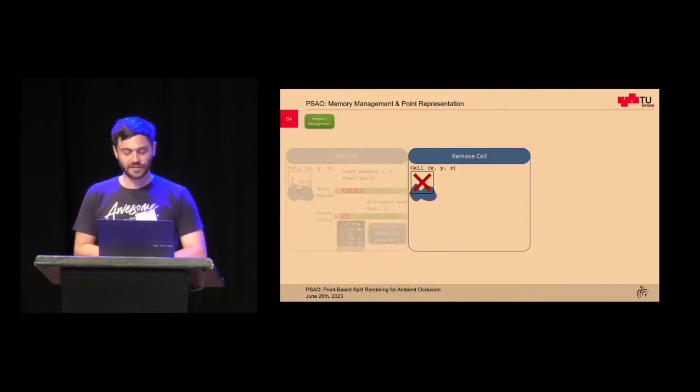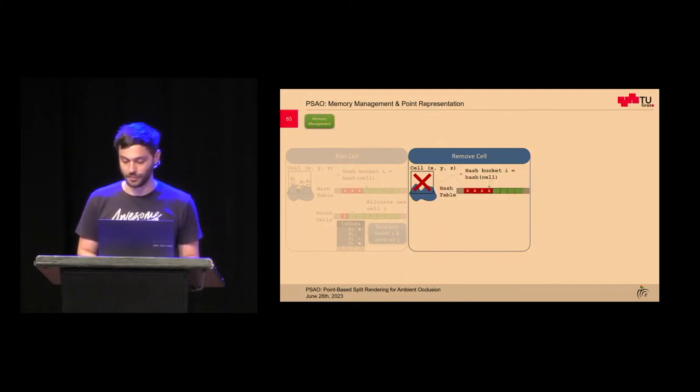The next thing is if we want to remove a cell, for example, if all of the points within a cell have been removed. In this case, we just look up where exactly we are in the hash bucket, clear the entry, and send an update to the client.